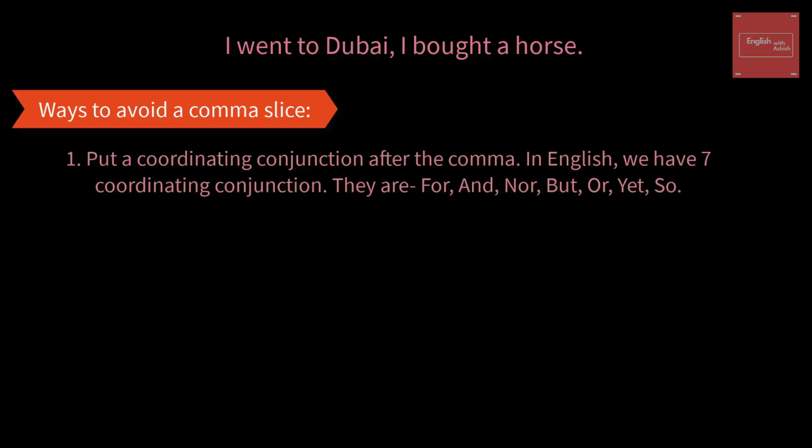Number one, simply put a coordinating conjunction after the comma. All right? We have 7 coordinating conjunctions in English. For, and, nor, but, or, yet. So, a way to remember these is FANBOYS, all right? The first letter of all these coordinating conjunctions becomes FANBOYS. For, and, nor, but, or, yet. So, okay? So, bring an appropriate coordinating conjunction after the comma and it'll be grammatically fine.